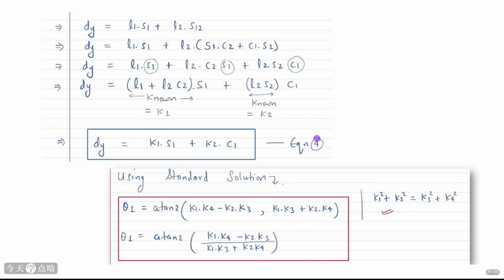Now we have two equations: dx equals cosine of theta 1 times Kl minus sine of theta 1 times L2 times sine of theta 2, and dy equals sine of theta 1 times Ks plus cosine of theta 1 times L2 times sine of theta 2. We can solve these simultaneously for cosine of theta 1 and sine of theta 1. Dividing these equations gives us tangent of theta 1 equals dy divided by dx. From here, we can find theta 1 using the arctangent function, which handles the quadrant correctly. The formula for theta 1 is shown, using the k values defined earlier.